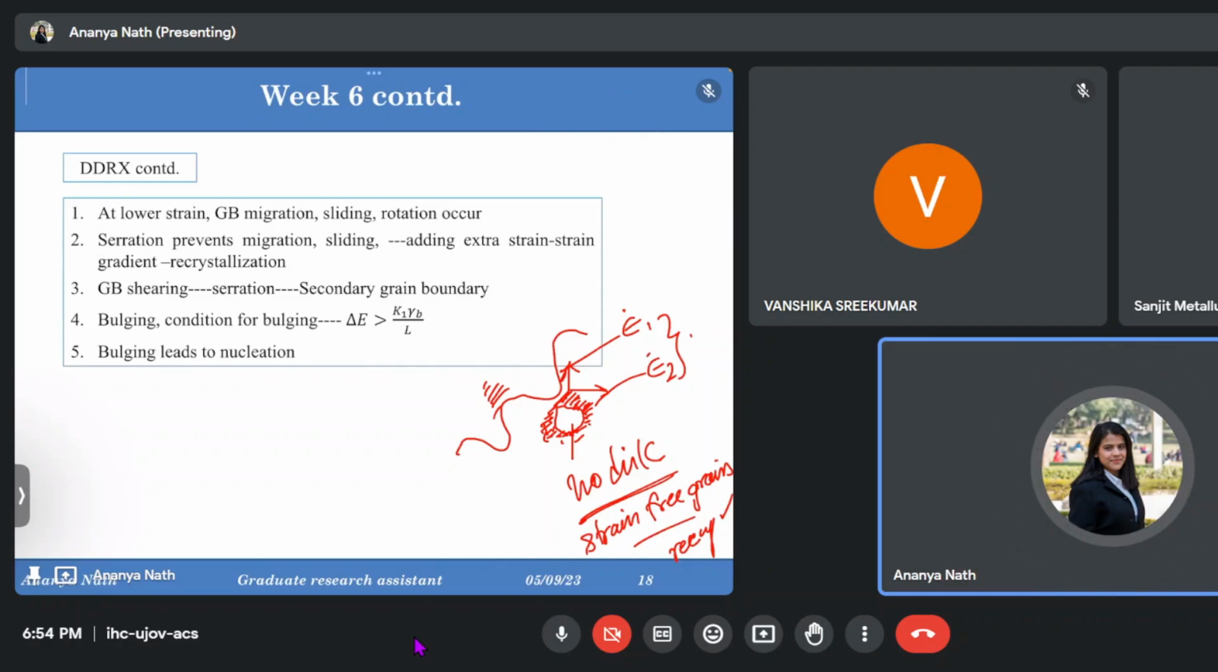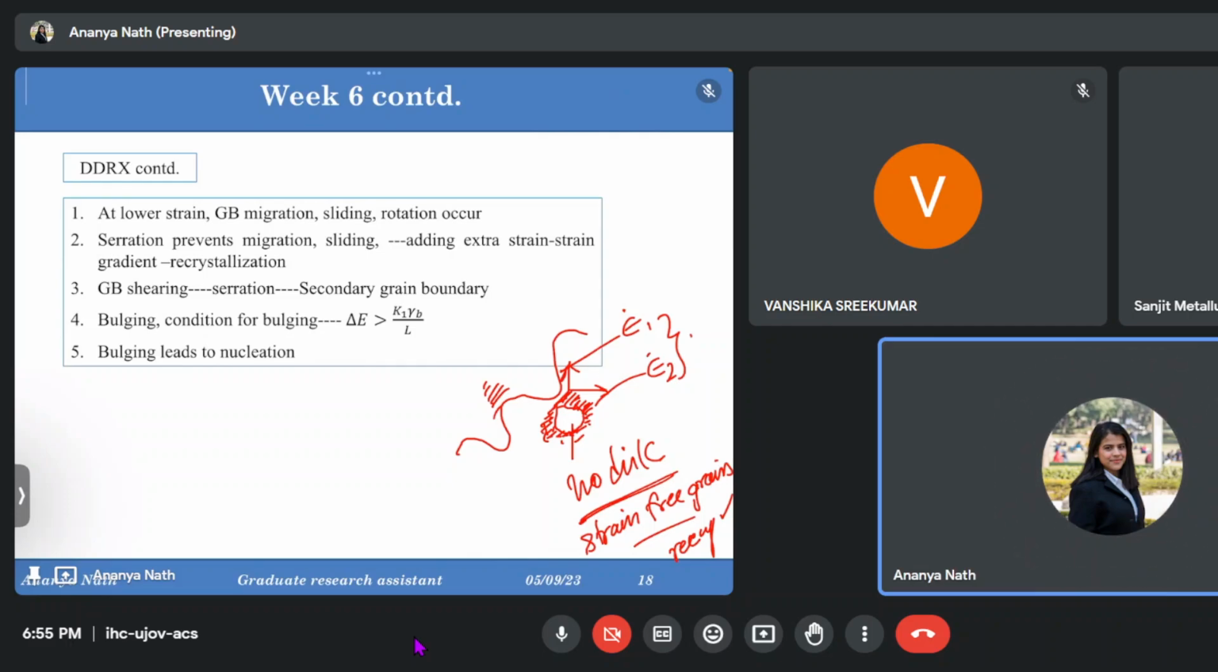Bulging occurs. The condition of bulging was given by this equation, and bulging also leads to nucleation, and after nucleation we have to go for the growth. So this was taught up to lecture 2, I think. So in lecture 3 we had been taught about the CDRX. Up to DDRX, if you have any doubt, you may ask. No, fine. We'll go to the CDRX.